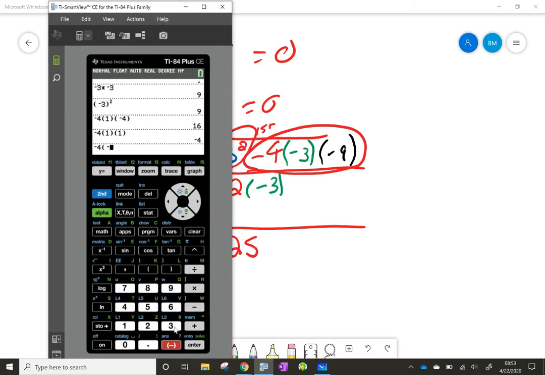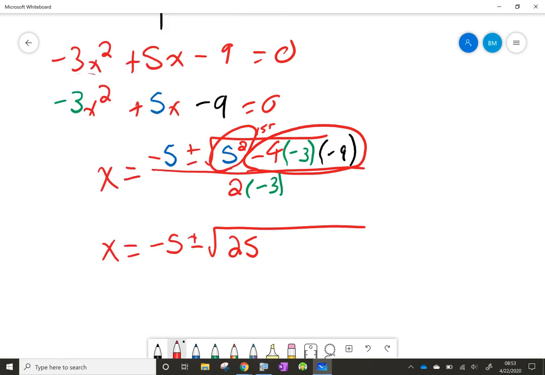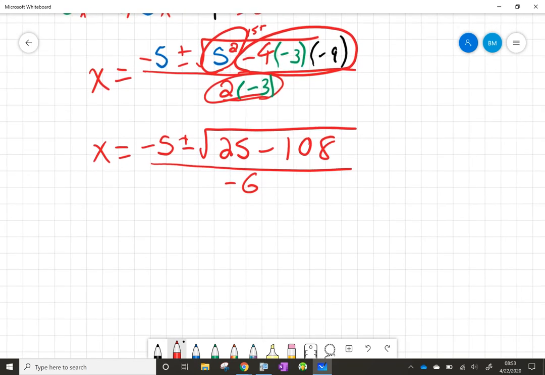Times negative 3, and then times negative 9. So this is going to get us negative 108. Since it's a negative number, that means I'm going to be typing in a minus 108. Okay, so a minus sign rather than a plus since it was negative. All divided by 2 times a. So on the bottom we have 2 times negative 3. That's going to become negative 6. So we've simplified a lot of pieces here.